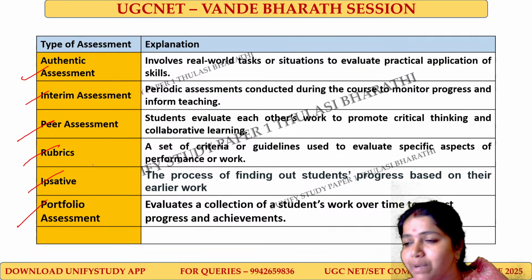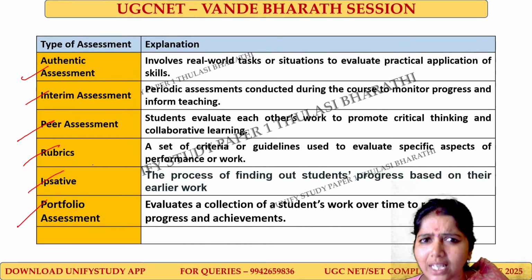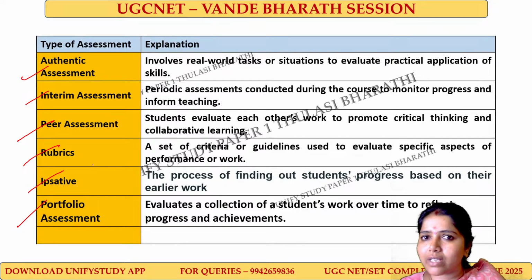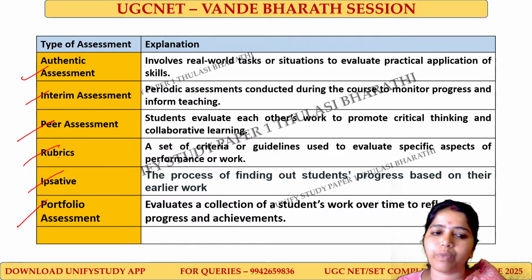Rubrics assessment means, if you attempt any kind of competition, the criteria will be given to the judge to evaluate the participants. Creativity 10 marks, knowledge 10 marks, presentation 10 marks, output 5, like that they would have given, right? It's called rubrics.